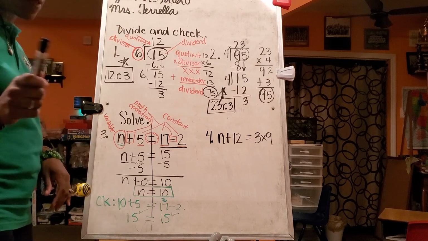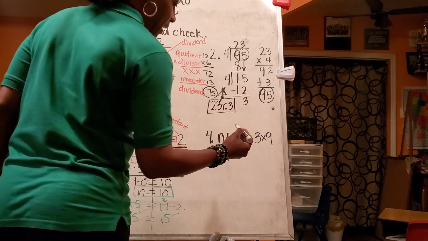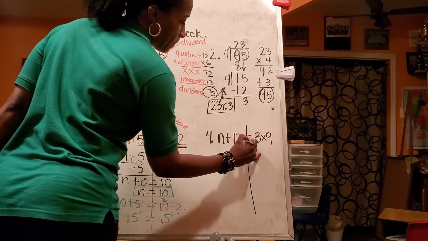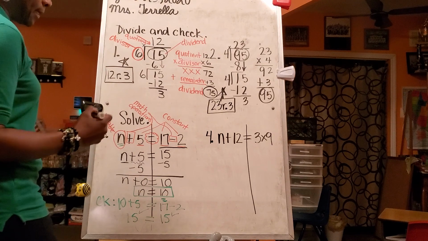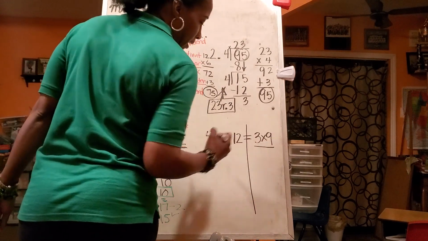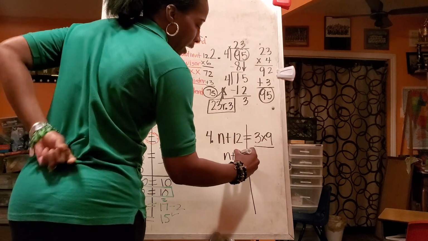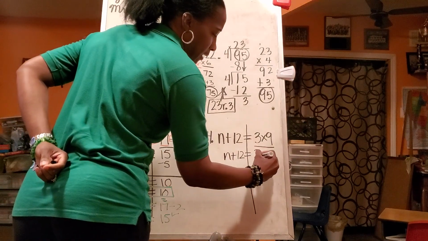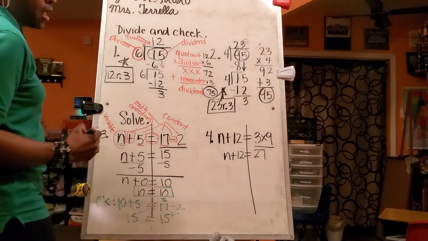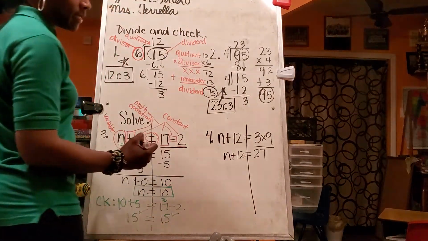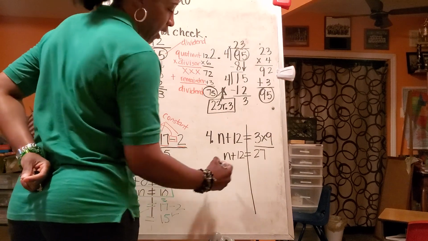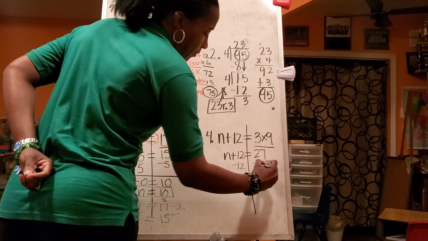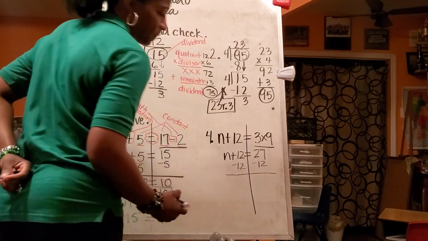Remember, the objective, our goal, is to get that variable by itself. So let's see. Looks like I can clean this up over here first. So I'm going to write n plus 12 equals 3 times 9, I know it's 27. Now, because I want to get n by itself, I have to get rid of this 12. So I'm going to have to subtract 12 over here and subtract 12 over here.